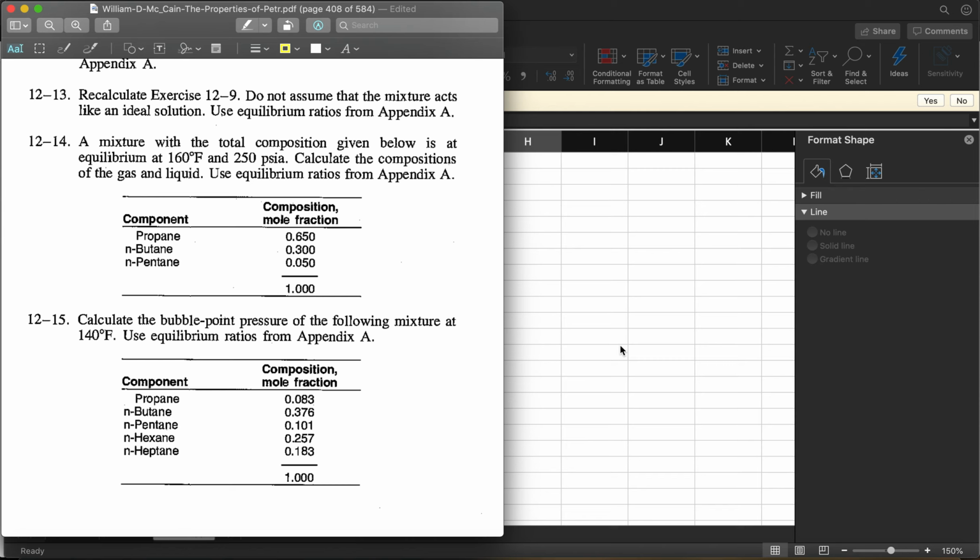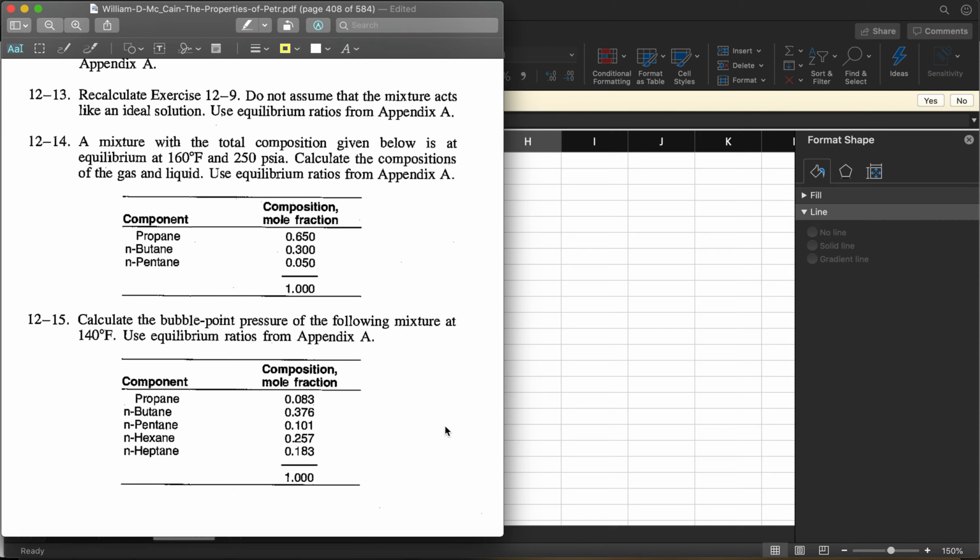So now a solution for 12-15. This is a slightly more complicated problem, especially using the k-tables, because you got to look up a whole bunch of values on those really lovely k-tables in the appendix. So we want to find the bubble point pressure of the following mixture at 140 Fahrenheit using the k-tables. Here's our mixture, here's the compositions.